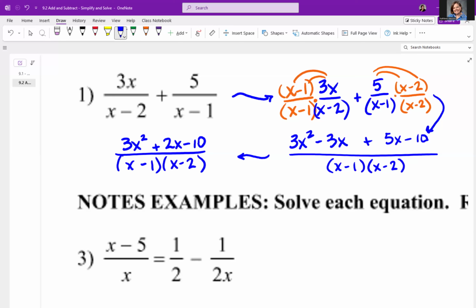And we'll still have excluded values, which would be anything that makes your expression undefined. All the x values that would make your denominator 0. The denominator would be 0 if x minus 1 is 0 and if x minus 2 is 0. So we exclude both of those values, which would be 1 and 2.